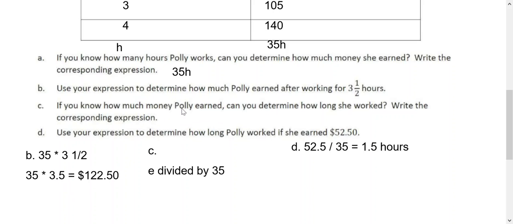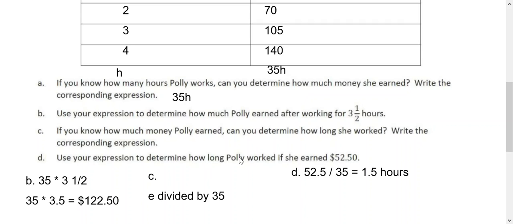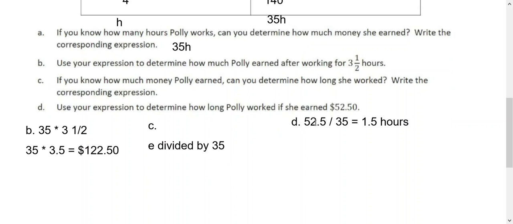And then how do you switch it around? So then it would be E divided by 35, because E is your earnings, and then 52.5 divided by 35, and she needs to work 1.5 hours, okay?